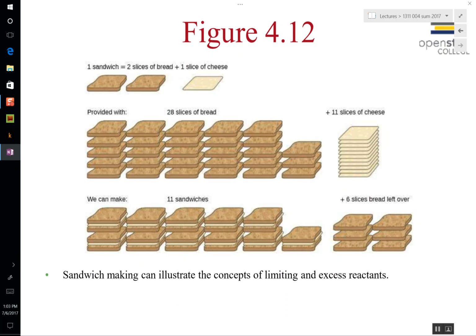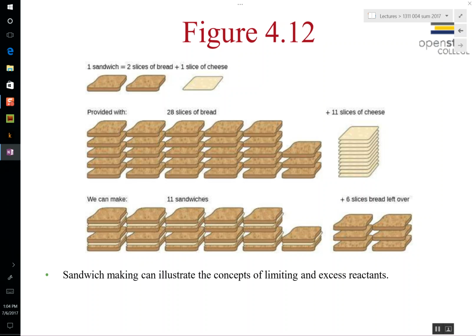You have plenty of bread. This is your excess reagent. This is your limiting reagent. You run out of cheese, you can't make any more sandwiches, even though you got 6 pieces of bread left. Sorry, there's only 11 sandwiches.